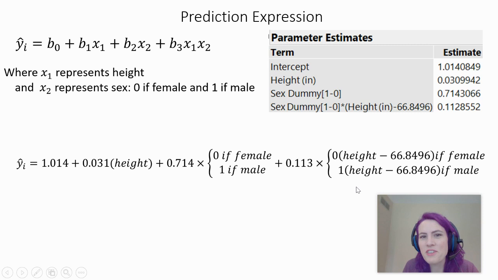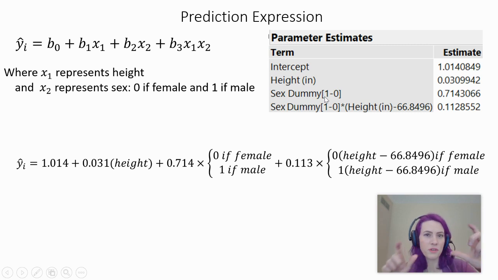All right, so the prediction expressions get a little trickier here. So here's the general form of the prediction expression for an interaction model. The B's, the B0, B1, B2, B3, those are the estimates in the parameter estimates table. So here our intercept B0 is 1.014. Then we have our second estimate times x1, which is the height. So here, 0.031 if we round, times the height.